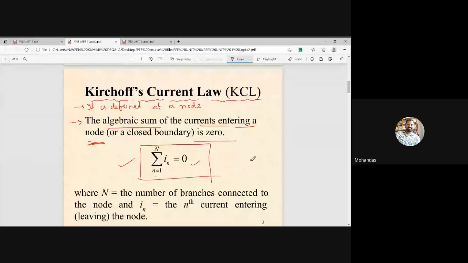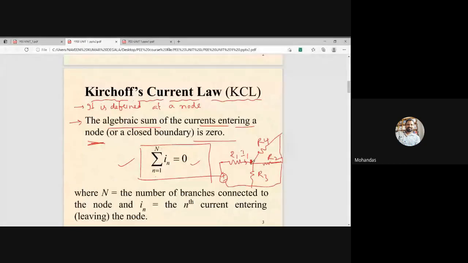Suppose there is a branch. At this branch, one resistor is connected like this. Let us say this is R1, and I1 is flowing like this. Another branch has R2, another has R3, and another has R4. All these are connected to a voltage source. Likewise, so many elements are connected. We are considering this node, and at this node I have to write KCL, Kirchhoff current law.